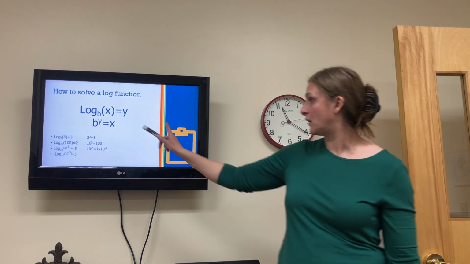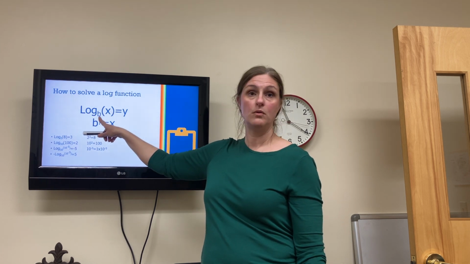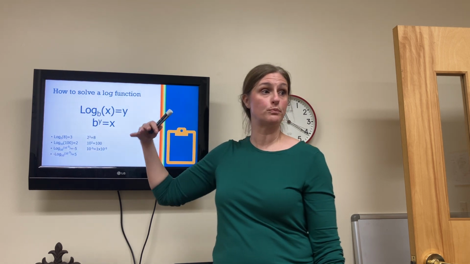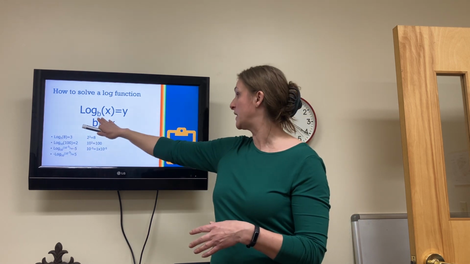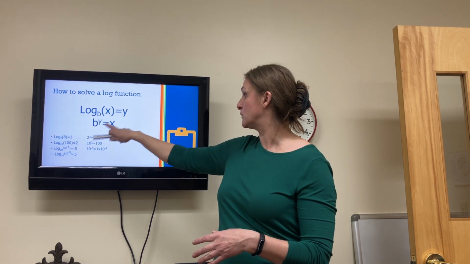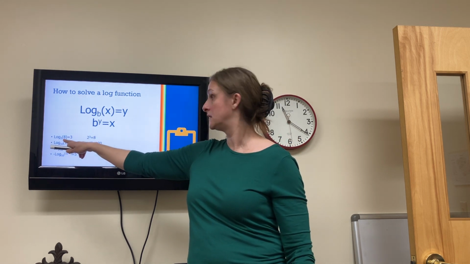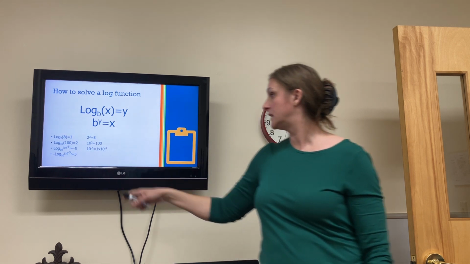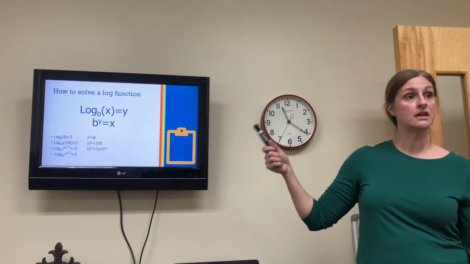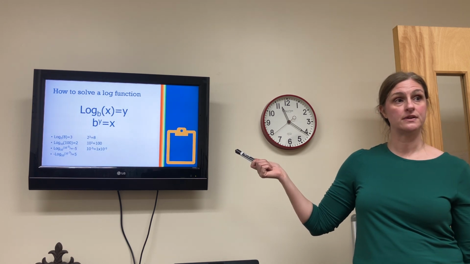All right, so how to solve a log function? Log base b, so that is your base, be it 2, or 10 in pH. It's always base 10 in pH, but it could be anything. Log base b of x equals y. You just rearrange it. So for example, log base 2 of 8 will equal 3 because 2 to the power of 3 is 8. Log base 10 of 100 is 2 because 10 to the power of 2 is 100.